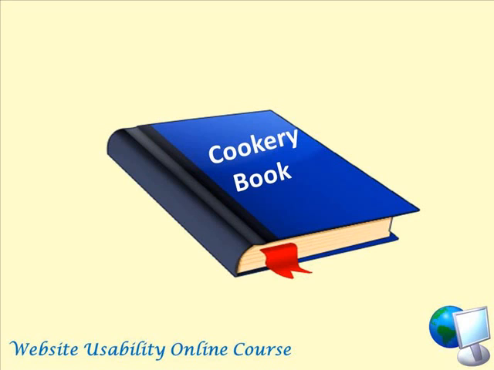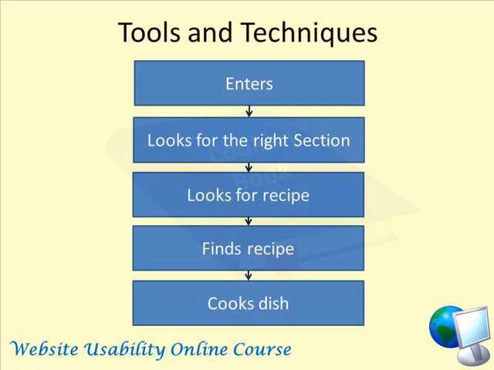If we think about our cookery book, we may come up with this flowchart. Here we can see that somebody would enter the site, they'll look for the right selection, look for the recipe, find the recipe and cook the dish. But is it as simple as that? What happens if they can't find the recipe? Then that will create confusion and they may end up going to another site. So you need to anticipate how people will search for that recipe.